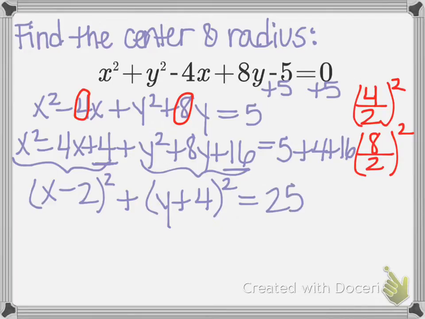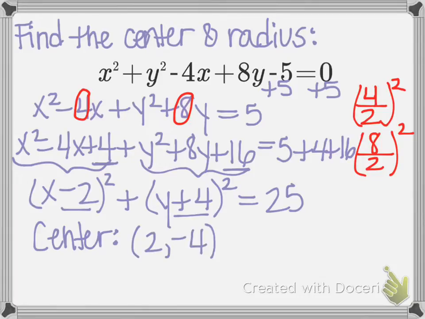Okay, so now I'm in standard form, and it should be really easy then to pull out my center and my radius. Remember, I'm changing both signs for my center, so this will be negative 2, negative 4, and I'm square rooting that number at the end to get my radius. And that's it.